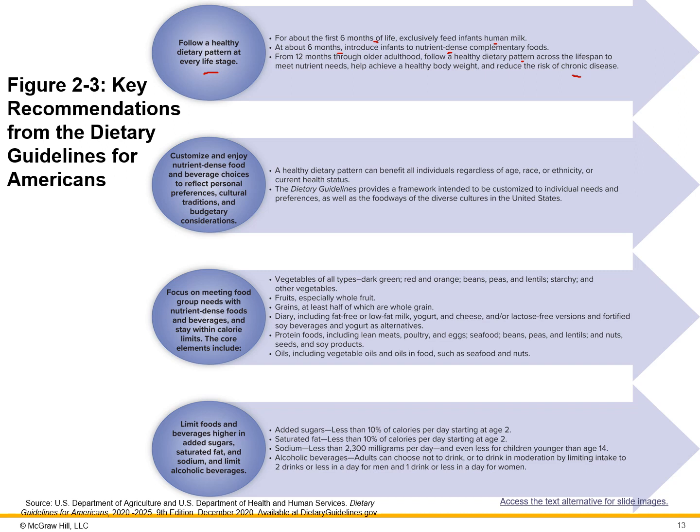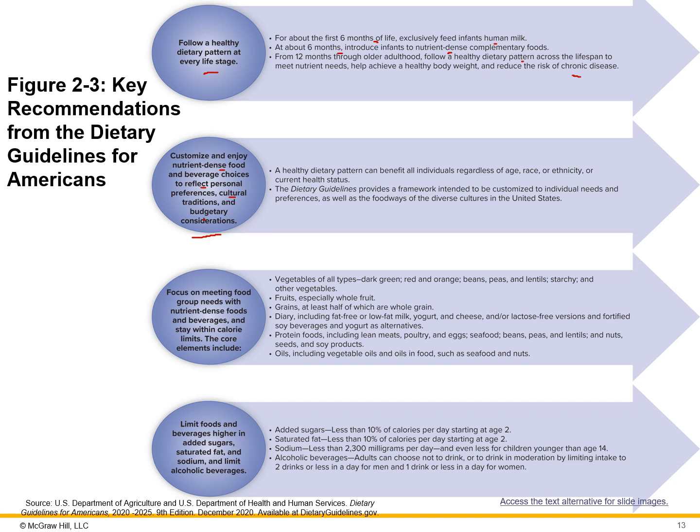Our next one is to customize and enjoy nutrient dense foods, again, lots of nutrients per calorie, and beverages, reflecting personal preferences, thinking about cultural traditions, and of course also budgetary considerations, so what can be afforded.